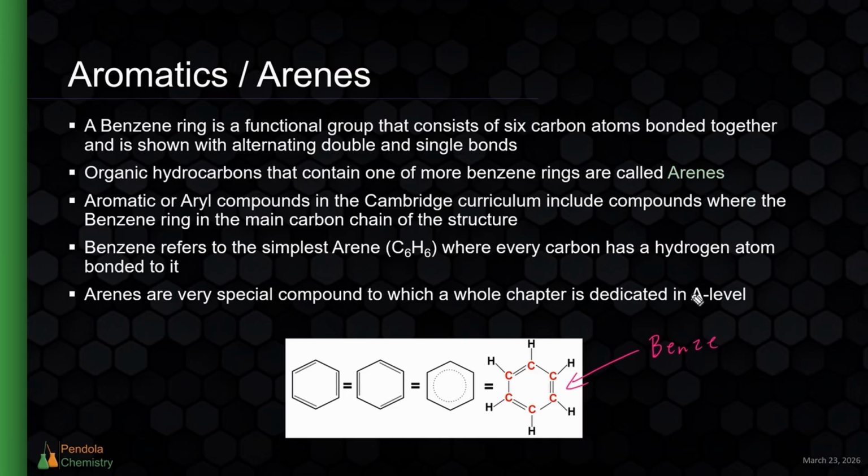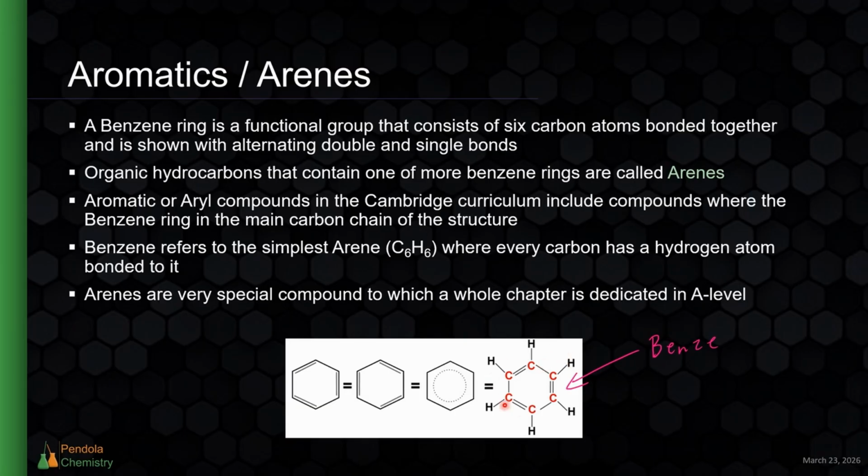So it's a functional group. A benzene ring is a functional group that has these carbons with alternating double and single bonds in a ring. If we have one of these rings in a compound, we call that compound an arene, or an aromatic. Arenes are essentially any compound that has this ring in it.